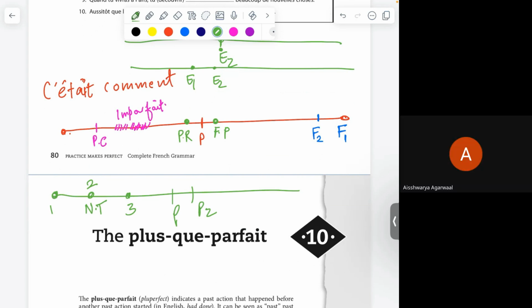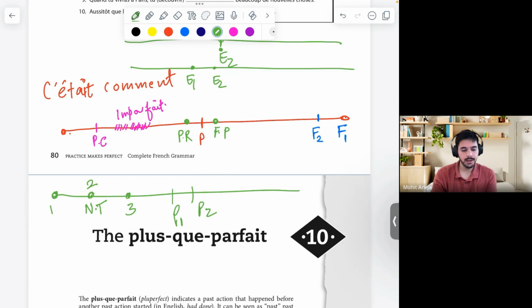And it's very simple. Nothing more. So I'll tell you, Plus-que-parfait is used for an event which is actually happening before a past event. And this other event, whichever it is, it will be either passé composé or imparfait, whatever is the case. Okay?